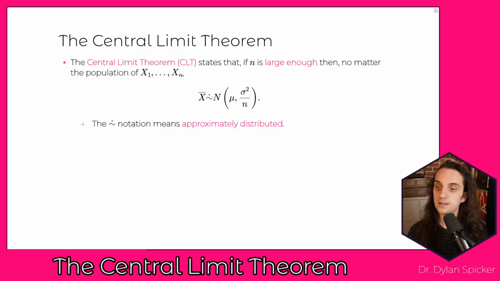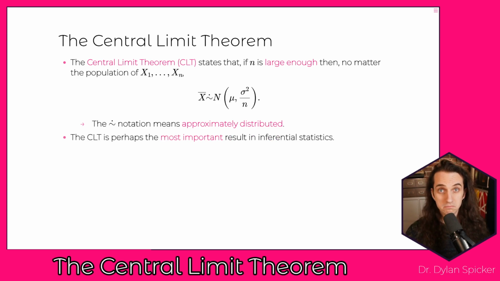Okay. The CLT, as I was stating at the beginning of the lecture, is probably the single most important result in inferential statistics. And the reason that it's so important is because it allows us to take any population that we might care about, and as long as we have enough data points observed from that population, we can say something about the sampling distribution of the sample mean.